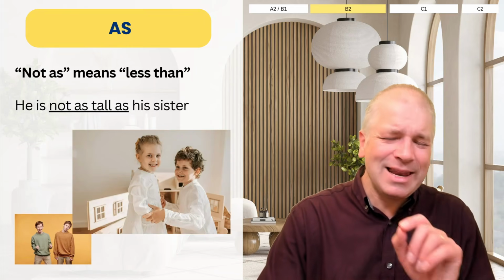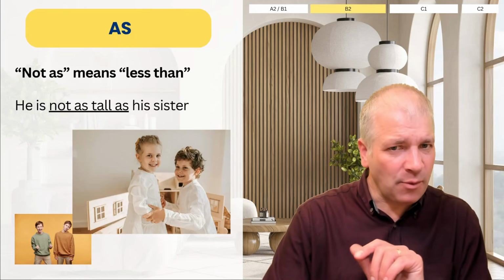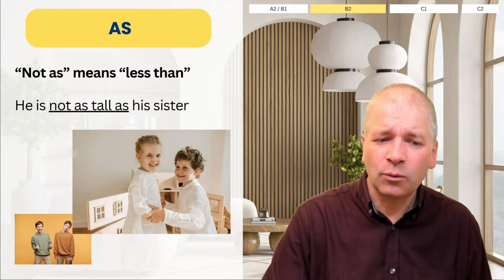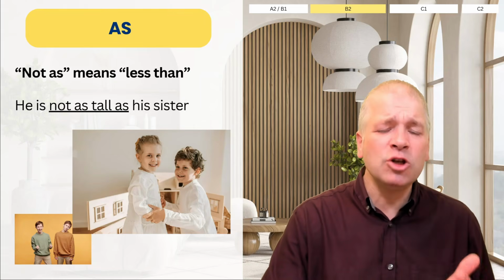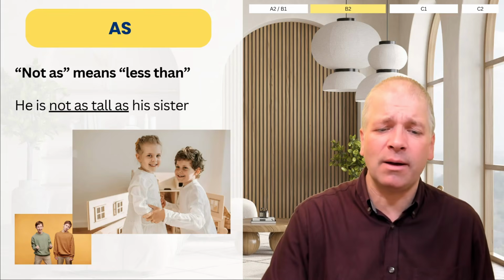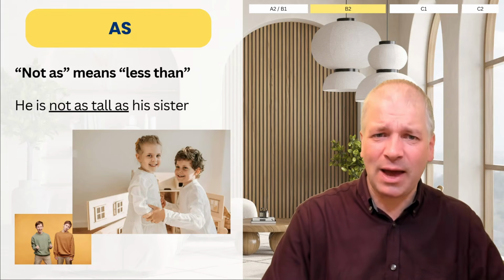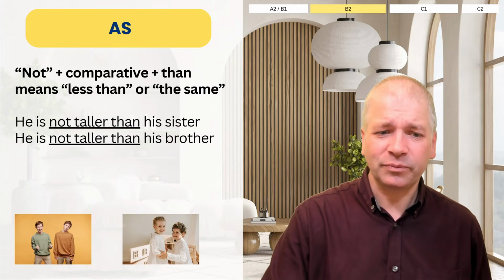Not as means less than. So here we have a boy on the right, a girl on the left. What could we say about the boy? He is not as tall as his sister. So his height is less than the height of his sister.